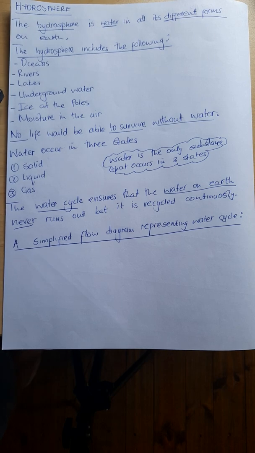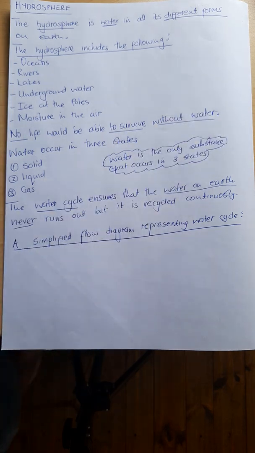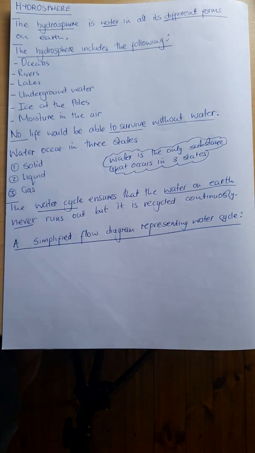You see sometimes a piece of land and the water is coming out from the ground. So that water is also part of the hydrosphere. Ice at the poles, you know the different poles of the earth, there is ice there, and moisture in the air. In the air we have moisture, so that moisture is part of the hydrosphere. No life would be able to survive without water. Without water, anything is nothing, just doomed.